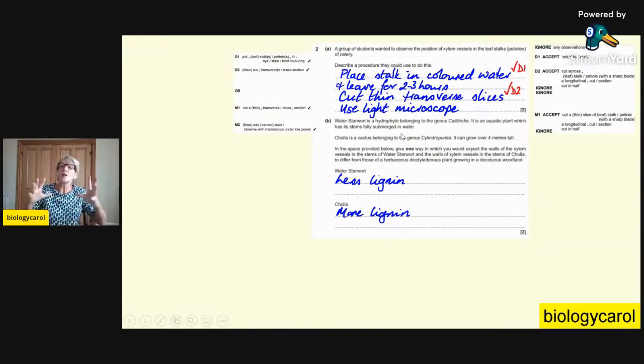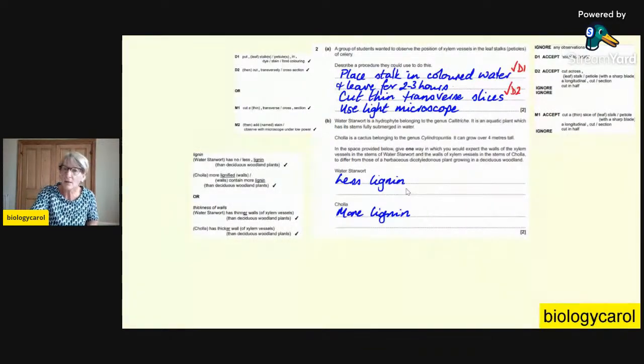Of course, it's going to get lots of lovely support from the water around it. So there is less lignin in the xylem cell walls, or in the xylem vessels, whereas in the cactus, there will be more lignin than a normal plant. So here is the mark scheme and the examiner's notes: so less lignin and more lignin.